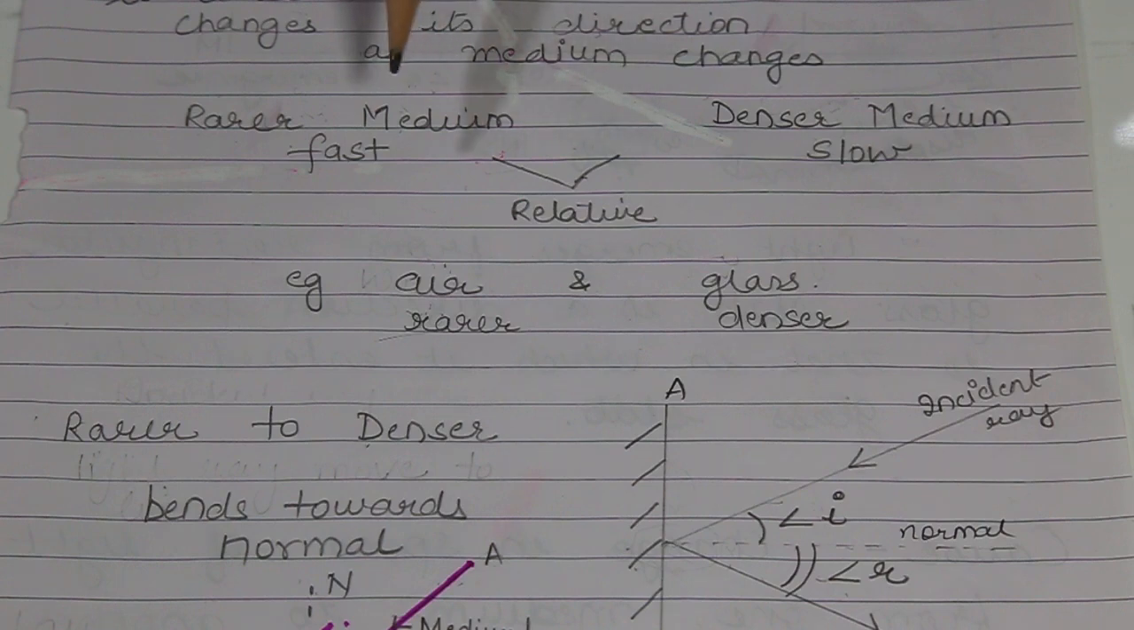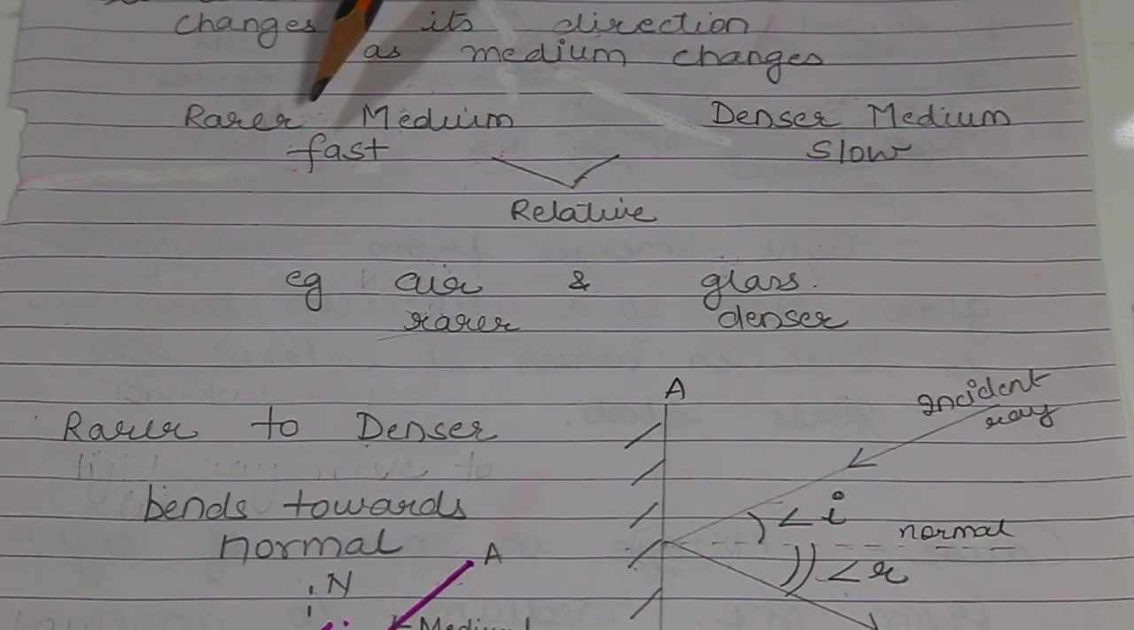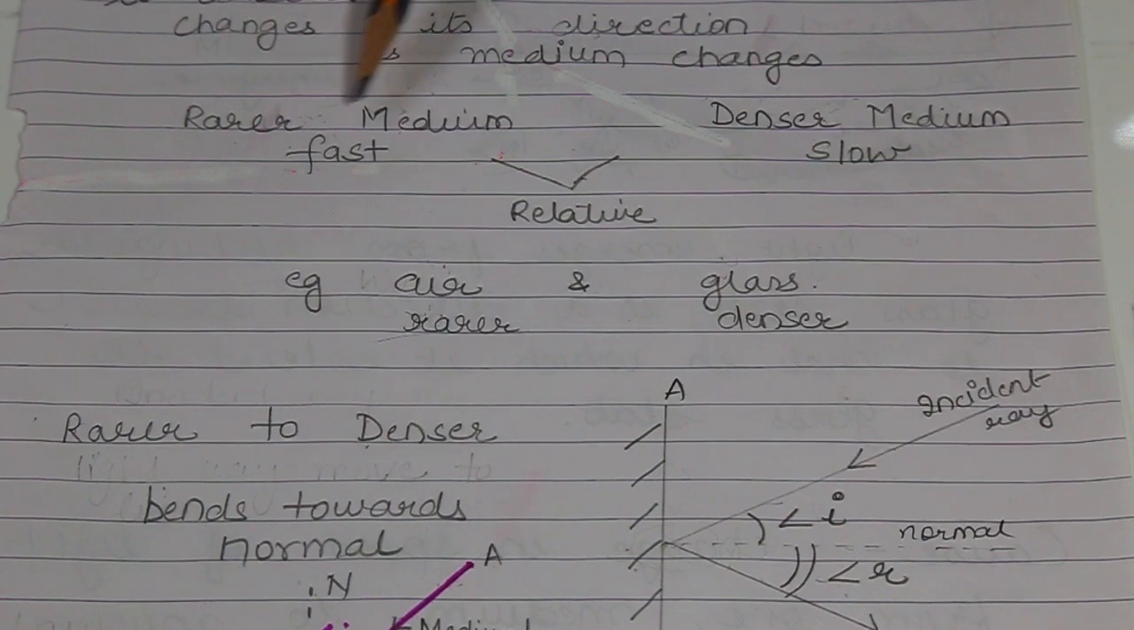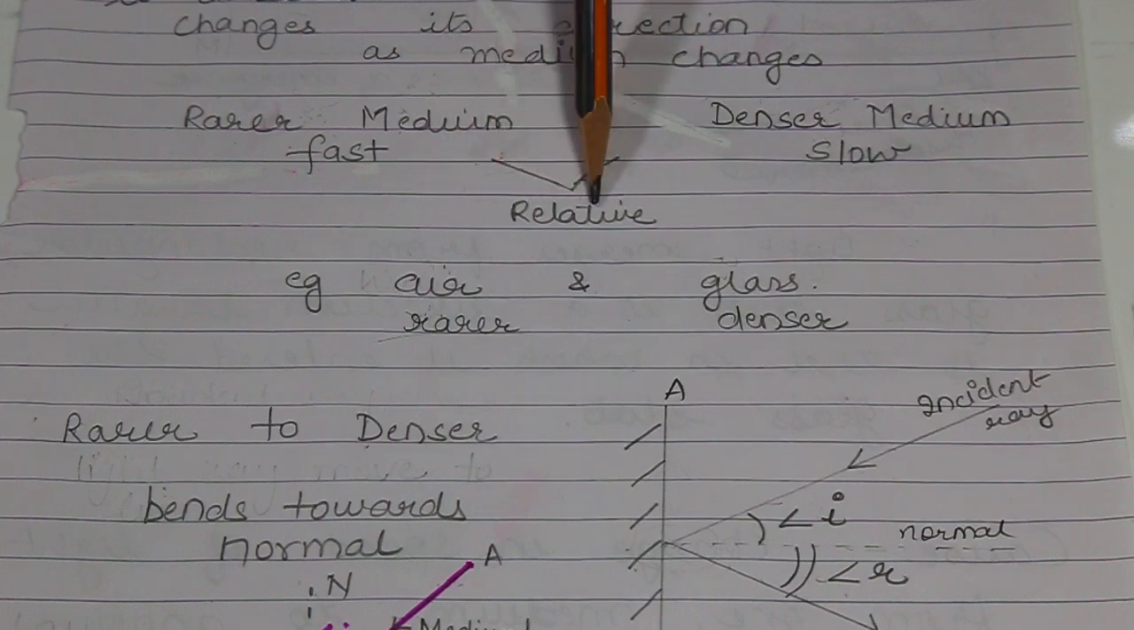Light travels at a different speed in different mediums. In one medium, suppose light travels faster, and in another medium, suppose light travels at a slower rate. The medium in which light travels at a faster rate is known as the rarer medium, and the medium in which light travels at a slower rate is known as the denser medium. So rarer medium and denser medium are relative terms.